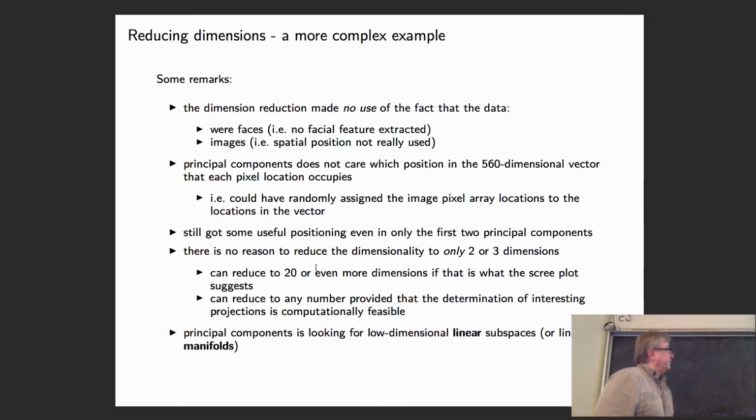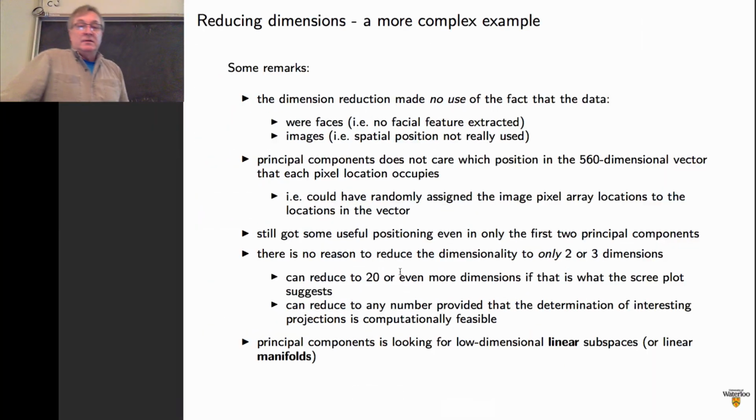So some remarks. You notice that our dimension reduction, our principal component analysis here, made no use of anything peculiar to this data set, right? It didn't notice that there were faces. We didn't go looking for eyeballs and noses and things like that. And we didn't even care where in the pixel array the components were. We could have mixed them up any old way. We'd still end up in the same place.